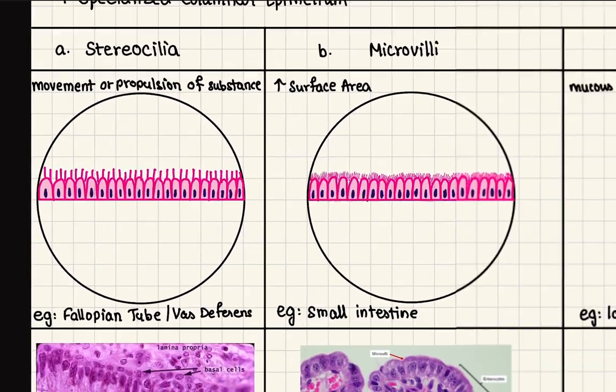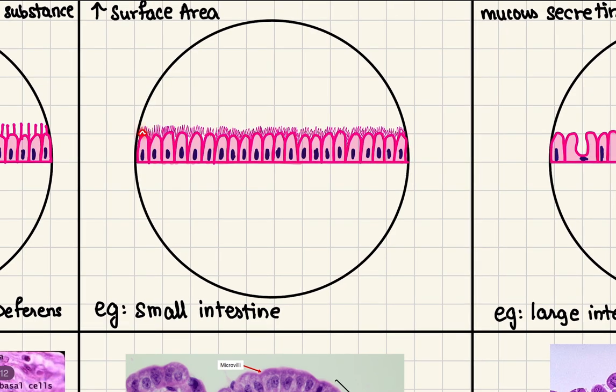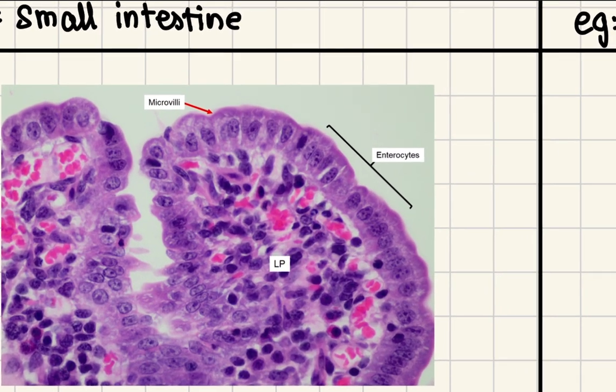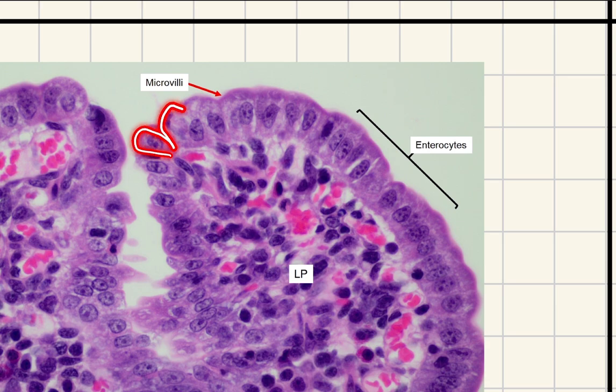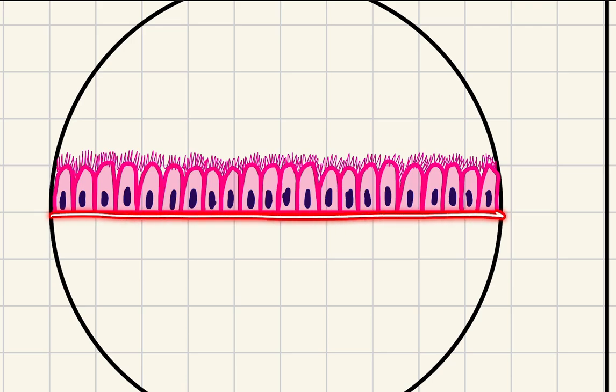Coming to microvilli. Microvilli are smaller than the stereocilia and more in number. So whenever you see microvilli, it is in places where surface area has to be more. Alright, it increases the surface area. So where do you need surface area? In places where you need to absorb things, right? So this is found in the small intestine. This is the microvilli of enterocytes, that is the small intestine cells. This is how it looks under low power. Again, here you need to draw the basement membrane and then draw tiny lines like this.